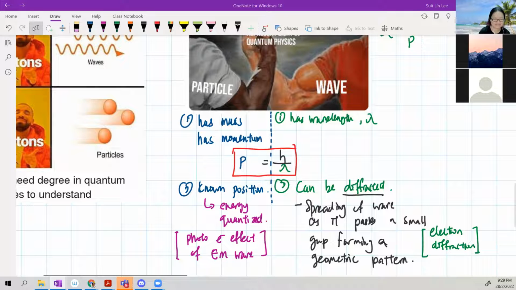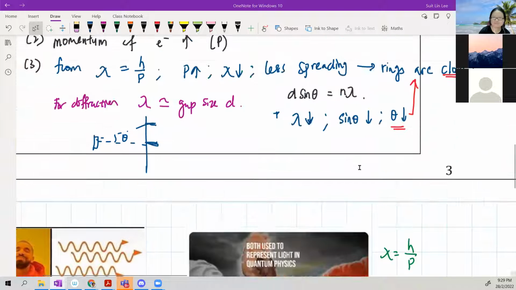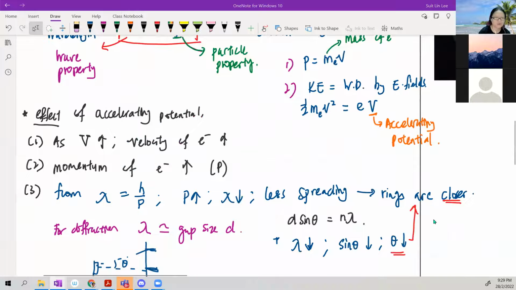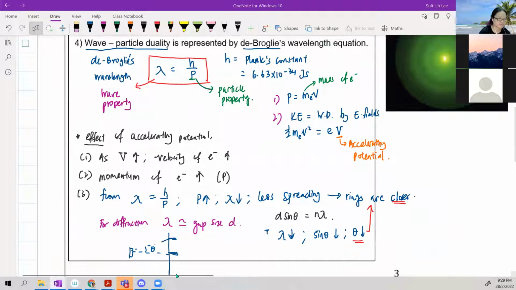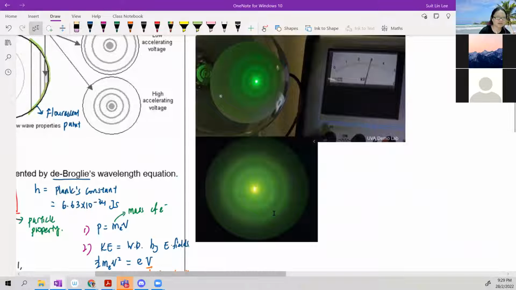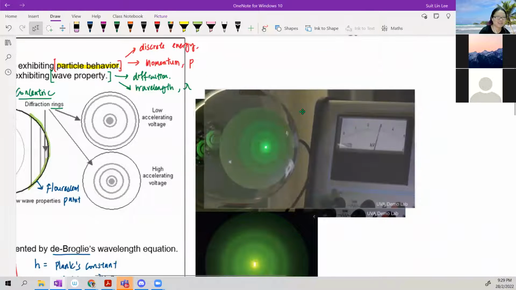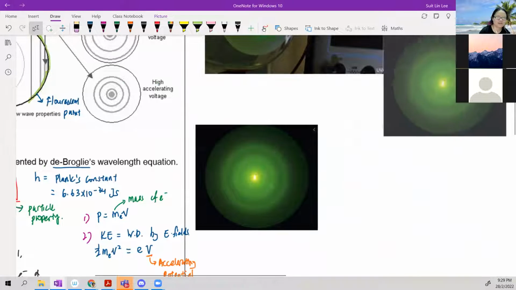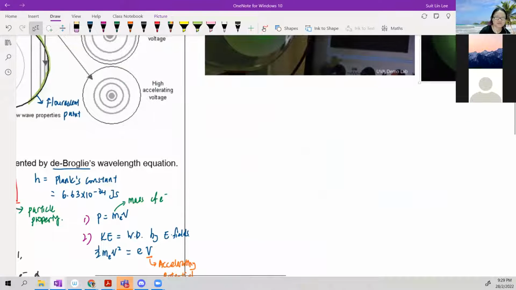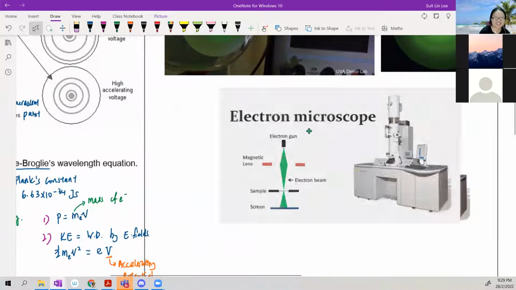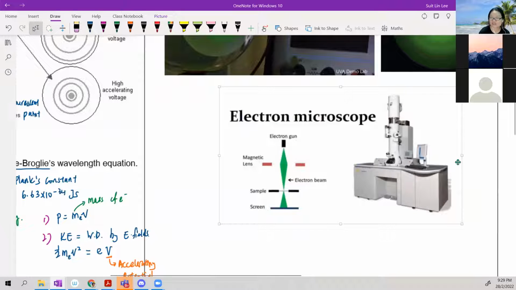Also, one last thing before we try out some questions. You may be thinking, last time I heard of this microscope, very OP, they call it the electron microscope. Is it because they found a way to diffract electrons? Yes, this is the electron microscope.